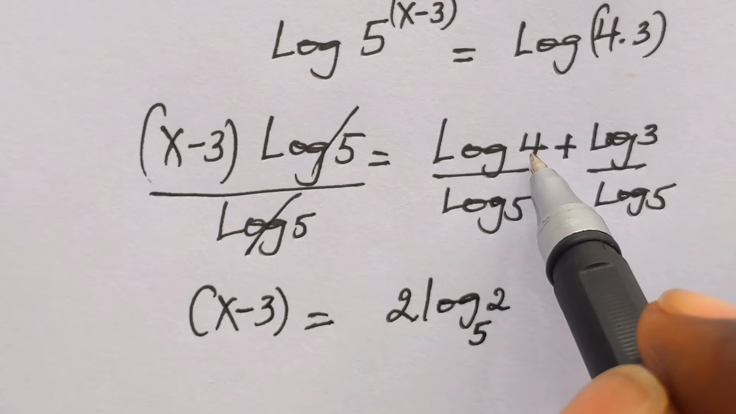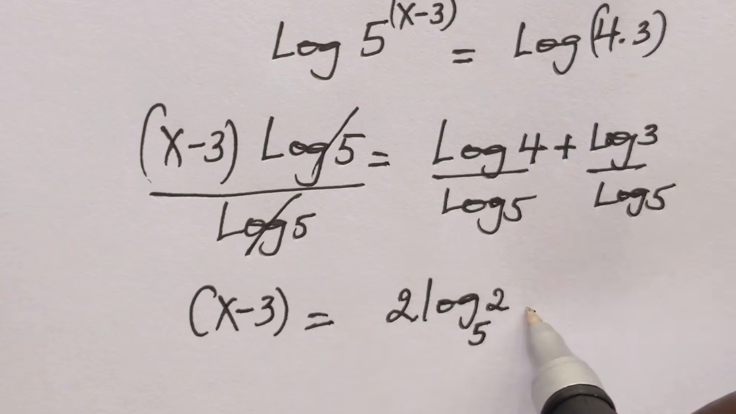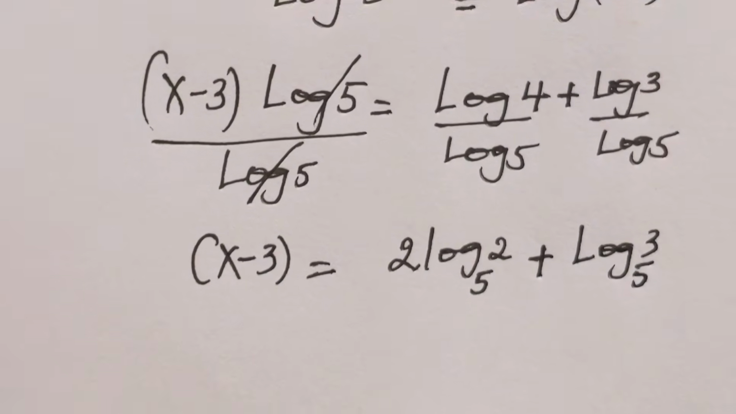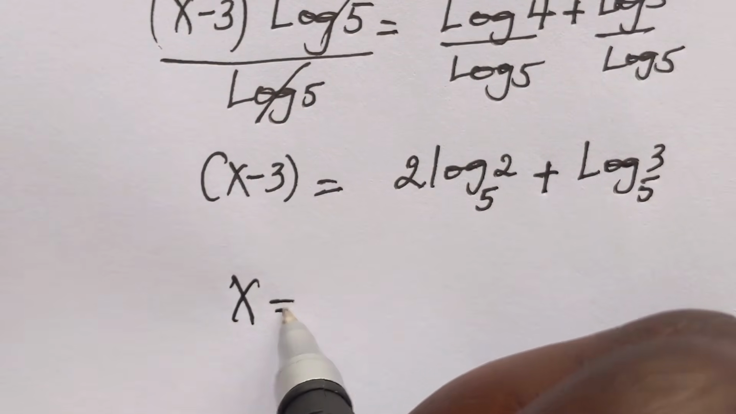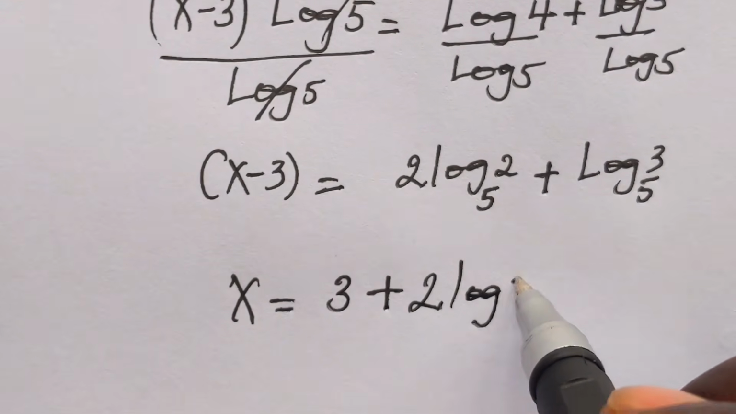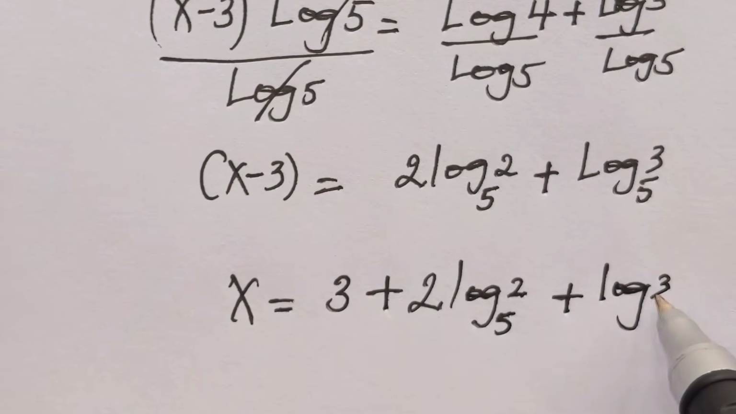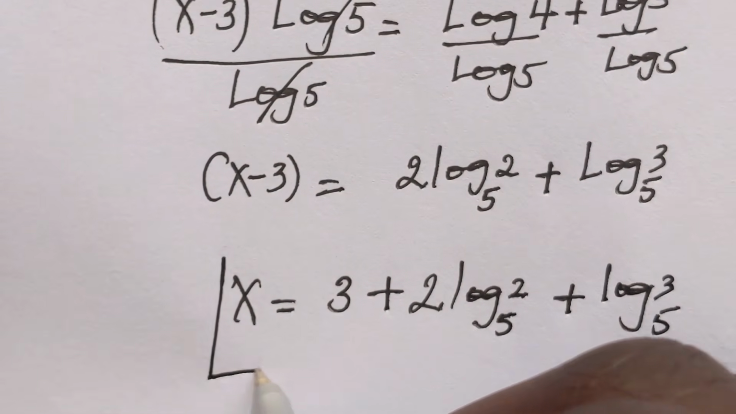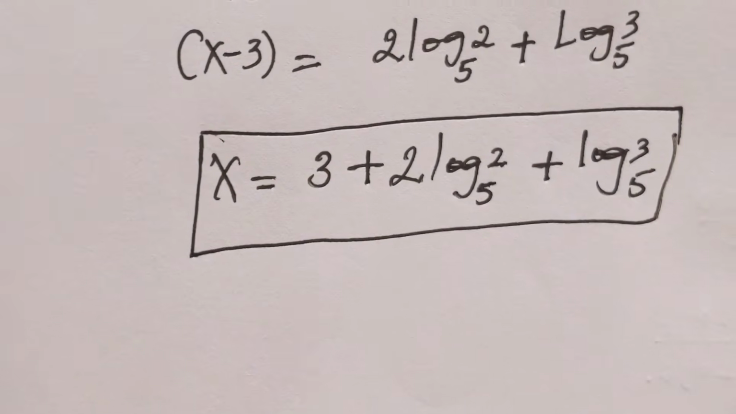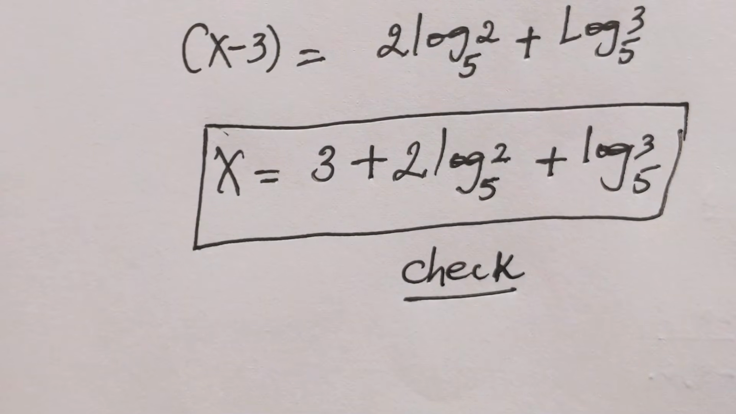From here, 4 is 2 squared, which gives 2 log of 2 to the base 5 plus log of 3 to the base 5, and we shall get x equals 3 plus 2 log of 2 to the base 5 plus log of 3 to the base 5 as the final solution. And here I have to check nicely if the answer is correct.